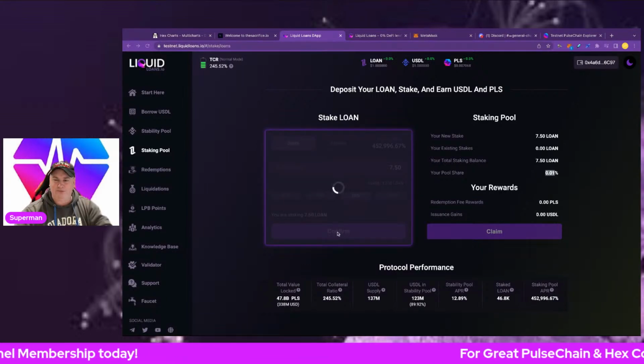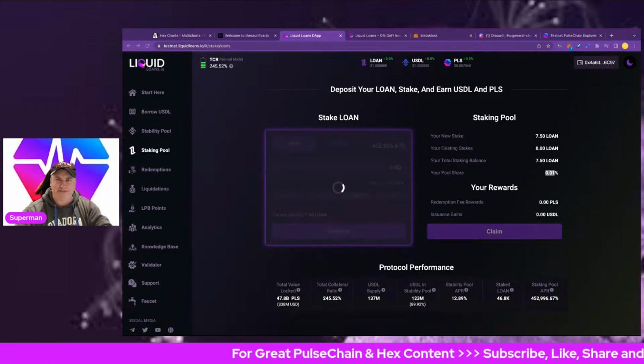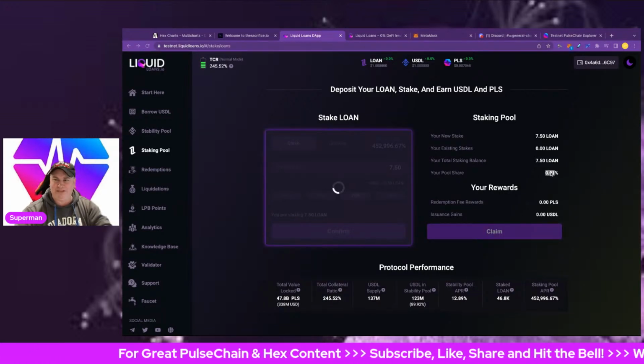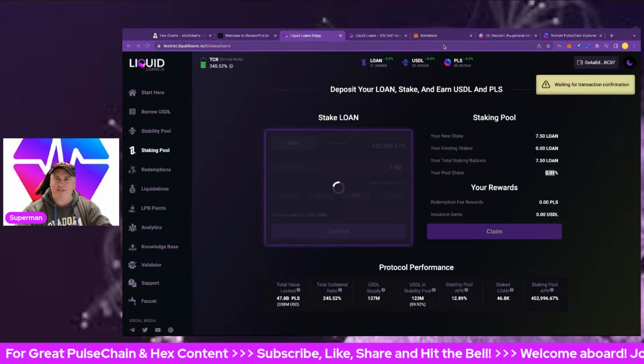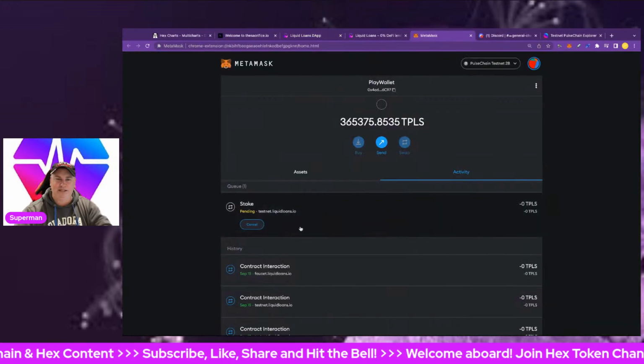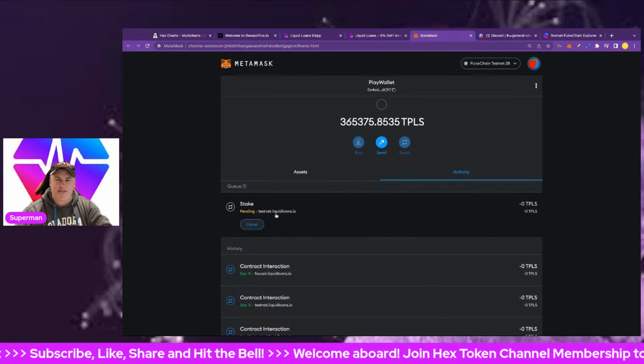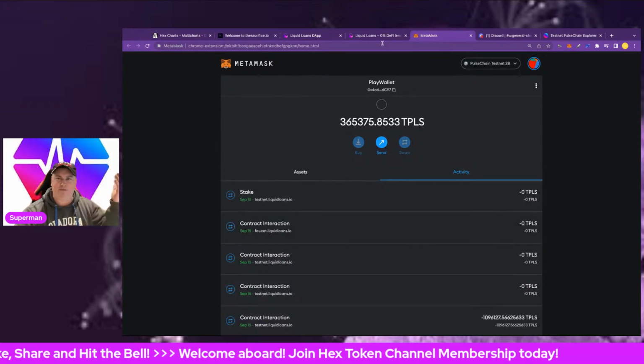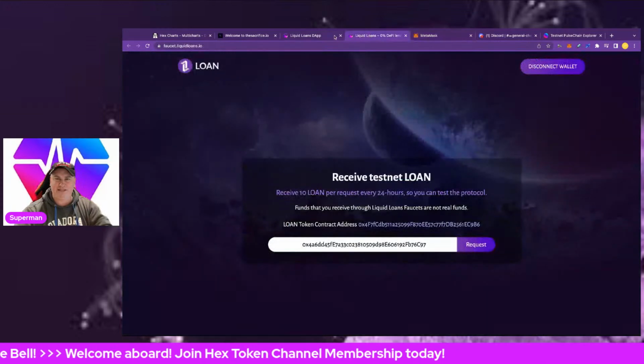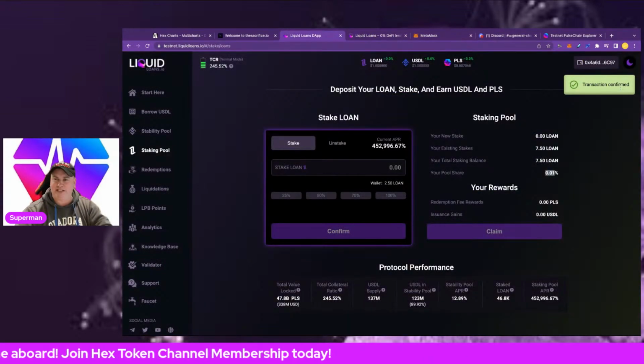You know why we want this, right? The APY on loan tokens is 452,000% at the moment. That's pretty juicy. We're going to check that. Obviously, we're going to be staking our loan tokens. You can see it here, stake pending on testnet there. Cool. Look how fast that was. Insane in the membrane. We're just having so much fun on here. There we are. Transaction confirmed.